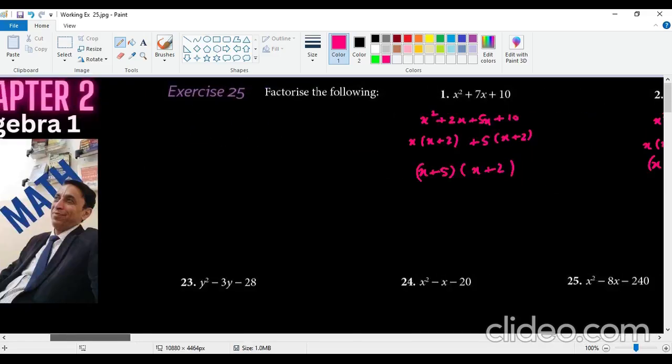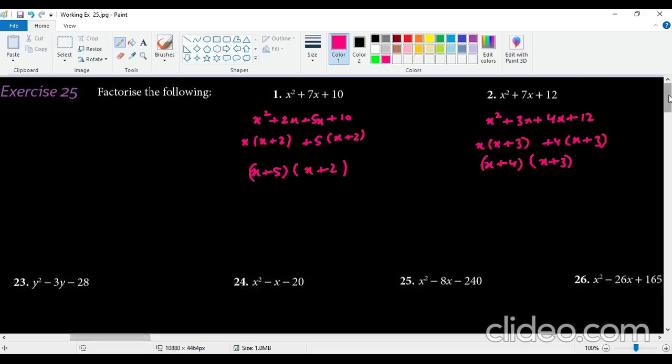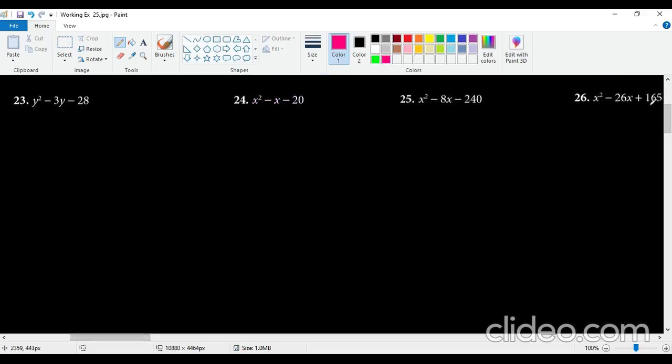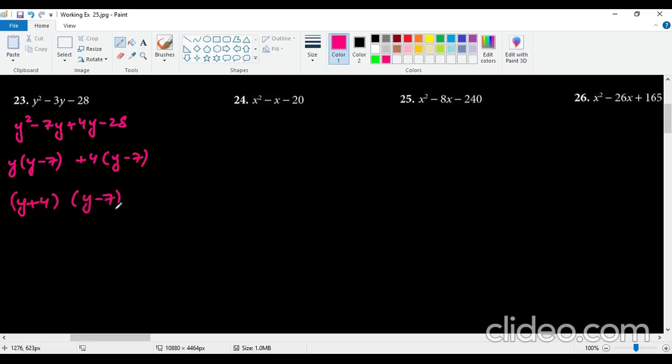Question number 23 we can find here. In question number 23, it is 7 and 4. 7 times 4 is 28. So I will write y square minus 7y plus 4y minus 28, like this I will write. And y is common in both of them. And in the bracket, I will copy down the same thing again. And I will write plus 4. That means y plus 4 and y minus 7 is going to be the answer for this question.